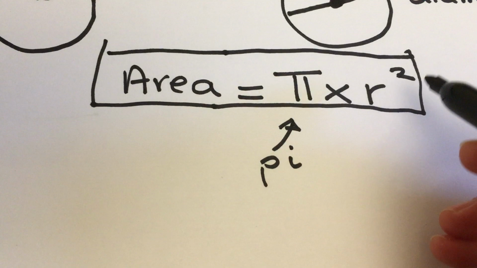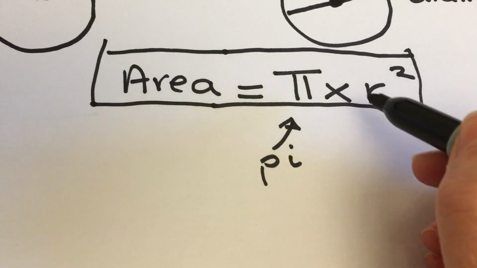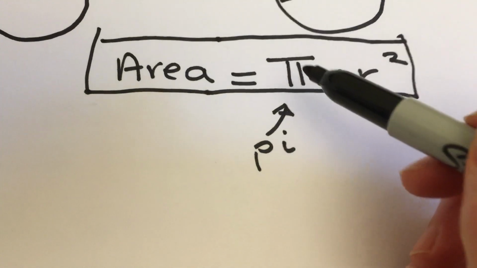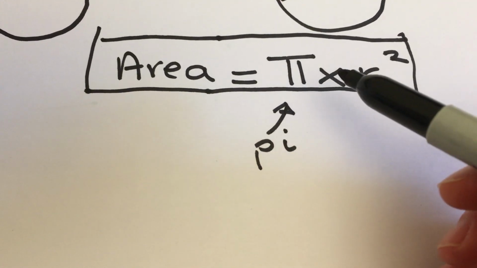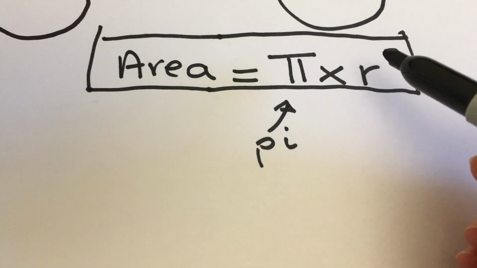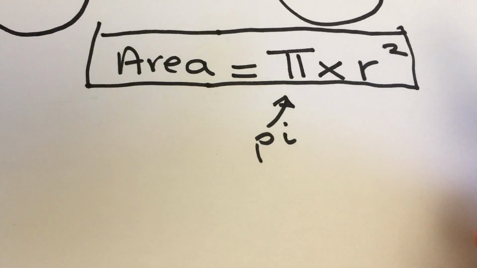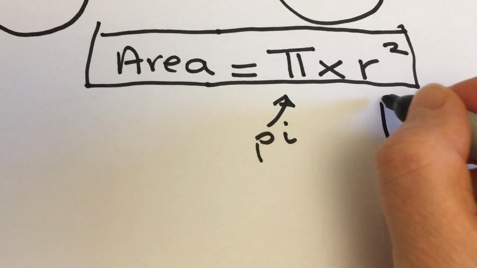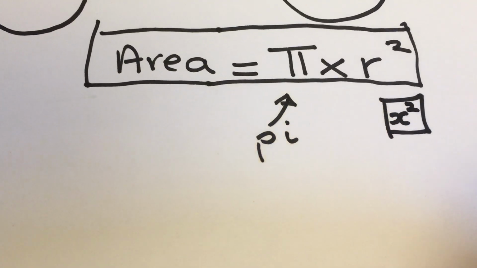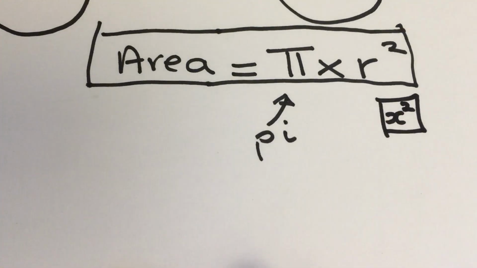Now the only thing that's squared is the radius, so you do not press equals in between or put brackets around it. You just press pi on your calculator, the multiplication sign, the radius, and then the squared button, the one that has x squared on it. So let's see some examples of this.